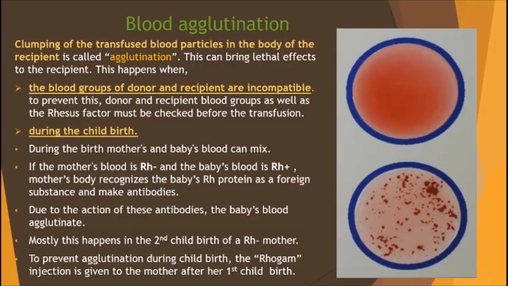This process can happen mostly in the second childbirth of an Rh negative mother. To prevent this agglutination during childbirth, the Rhogam injection is given to the mother after her first childbirth.